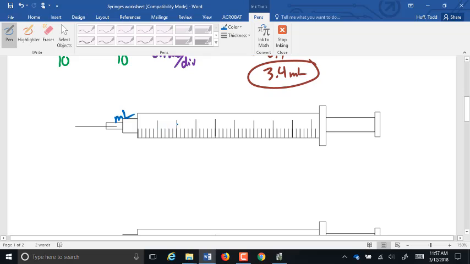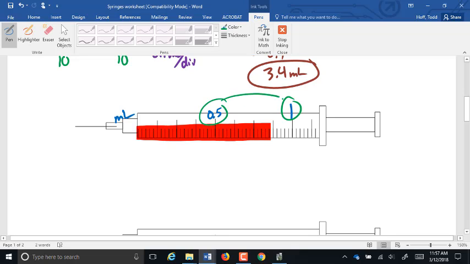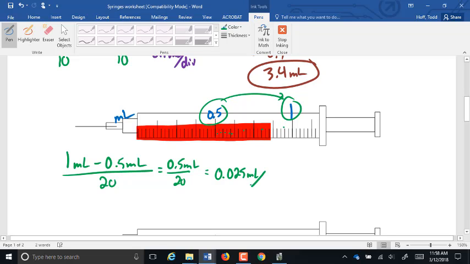So we might have one labeled like this. So again, now let me go ahead and fill that up where I want it. We'll fill it like that. So again, we're going to go between labeled markings. Now it goes from 0.5 to 1. So 1 milliliter minus 0.5 milliliters is 0.5 milliliters. Between them, we have 1, 2, 3, 4, 5, 10, 15, 20. So divided by 20 marks, that is 0.025 milliliters per division, per mark.